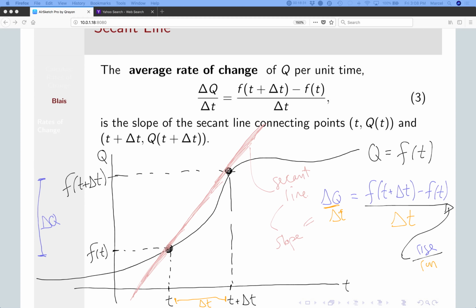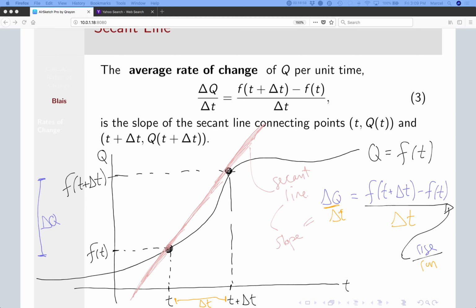If we take the limit as this delta t shrinks to 0, the secant line, as this point migrates its way down to this point, the secant line will snap into the tangent line. And that's when we get an instantaneous rate of change. This expression, when we let delta t go to 0, will become that instantaneous rate of change of q with respect to t at this time t.